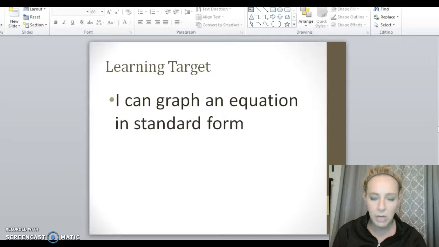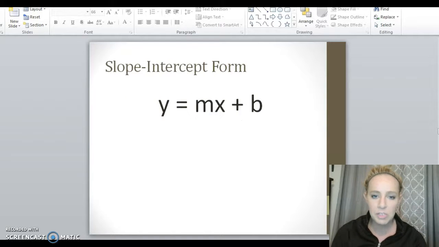So our learning target for the video is: I can graph an equation in standard form. By the end of the video, I just want you to have some basic background knowledge on what standard form is with graphing linear equations and how to solve for an equation in standard form so that we can graph it.